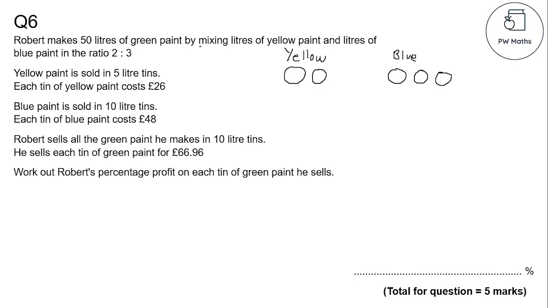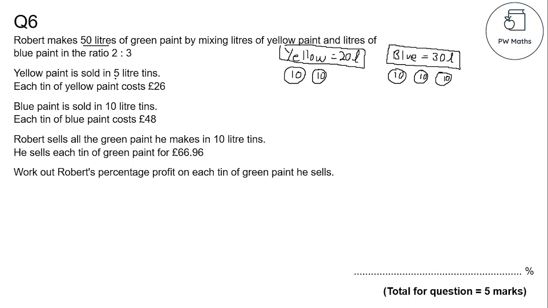And we know those circles must add up to 50 litres of paint. 50 divided by 5 is 10. Put 10 in all the circles. So we know we must have used 20 litres of yellow paint, and 10, 20, 30 litres of blue paint. We've got some marks on the question already.